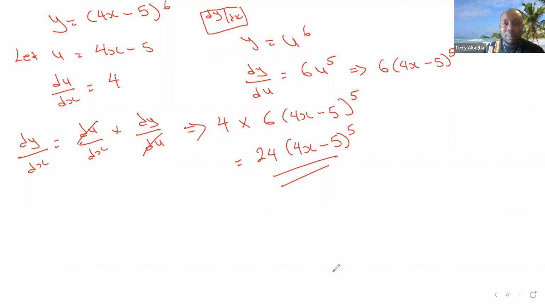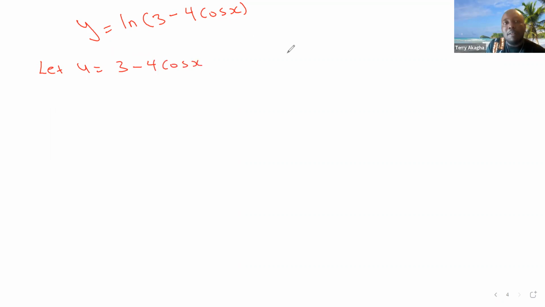So let's take it a little bit further. Maybe let's add a logarithm, okay, to this and solve it as well. So let's say y is equal to ln, the natural logarithm, of 3 minus 4 cos x, okay? So that means this is a function of a function here. So you're going to say let u be equal to 3 minus 4 cos x. So therefore, we have y will be equal to what? ln u.